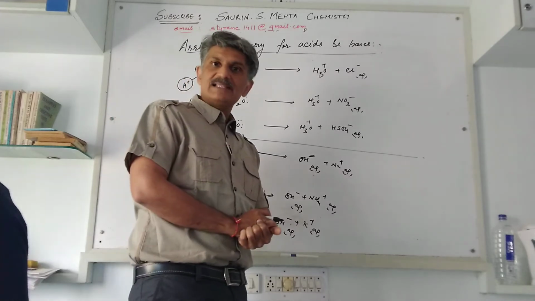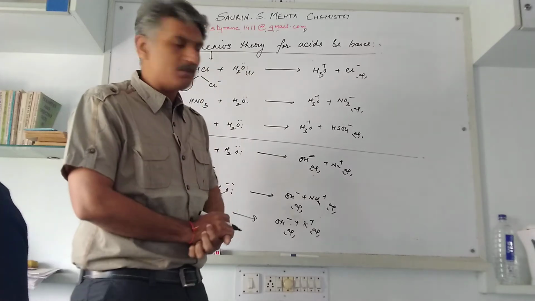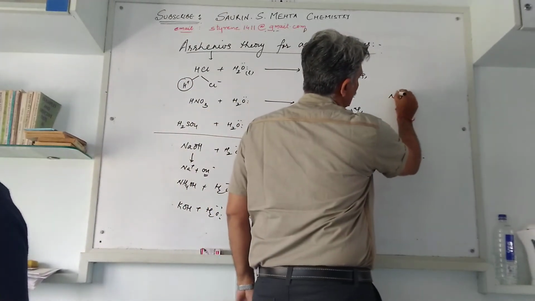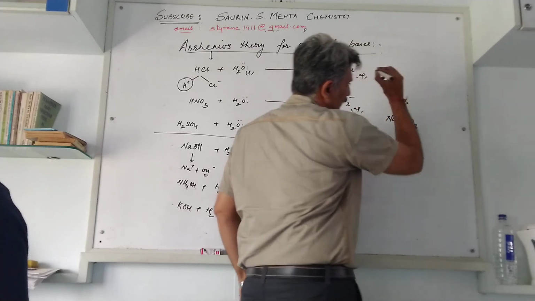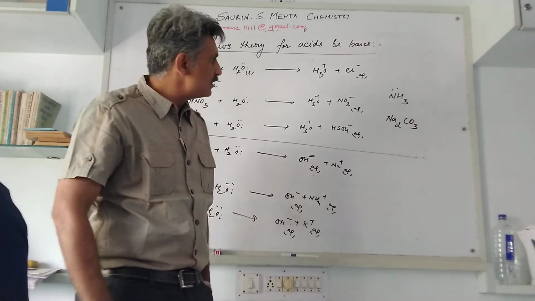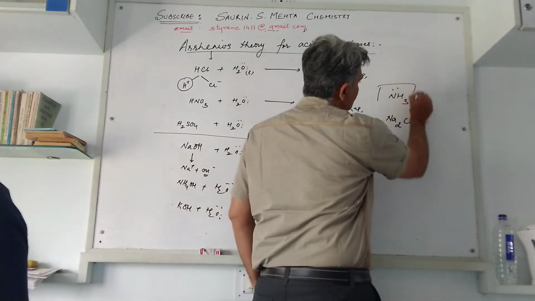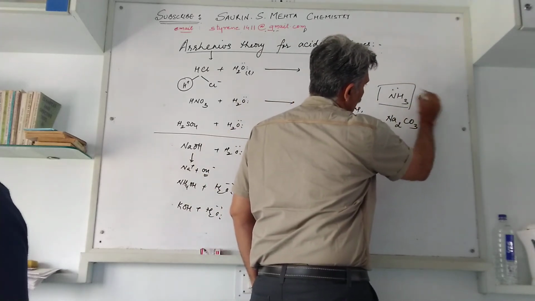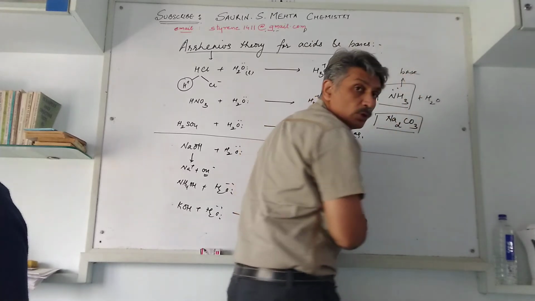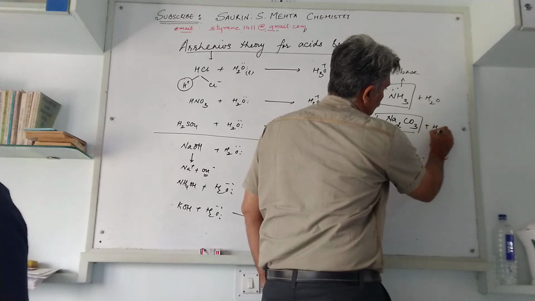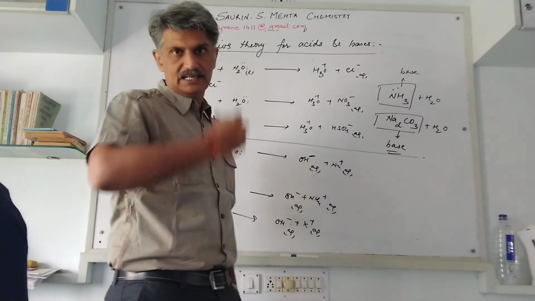two scientists, namely Lowry and Bronsted, came across a few compounds, like ammonia, NH3, and sodium carbonate, Na2CO3. Now I'm taking these two compounds in brief. If you introduce them in water, they will act as a base. If you introduce sodium carbonate, Na2CO3, in water, it will also act as a base. That means they are both basic in nature.